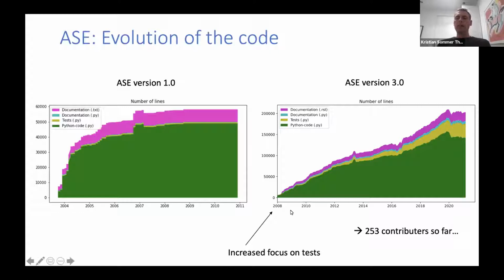And one thing you can see here is that the amount of tests is increasing a lot compared to the original development. So this is one thing that we've learned along the way, that tests are really not only for COVID, but also for software development, really important. So there are lots of tests that are run automatically every night for the ASE, checking that every time there is a new commit to the code, the original stuff is still working as it should.